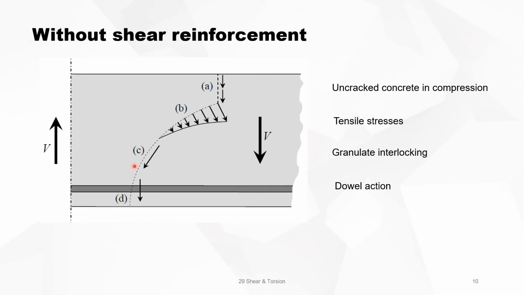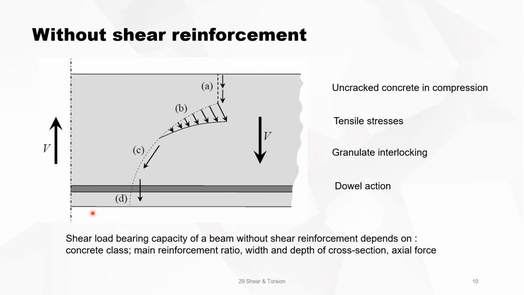So the total resistance to shear force is achieved by those four systems. It means that the shear load bearing capacity of a beam without shear reinforcement depends on the concrete class because of the tensile and compressive stresses, the main reinforcement ratio because of zone D, the width and depth of the cross section, and of course the axial force if there is an additional axial force in the section.